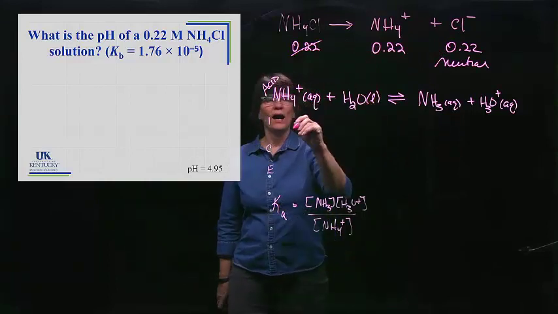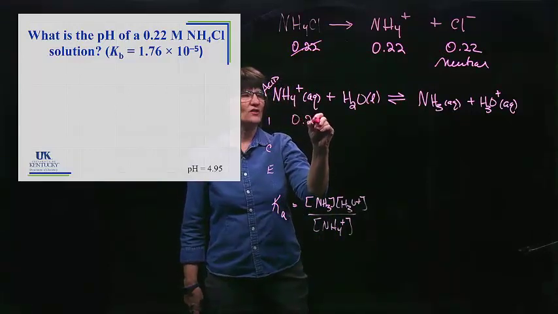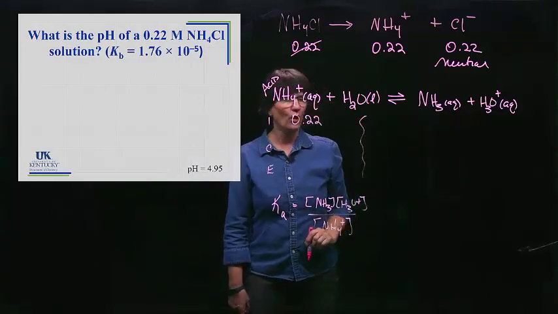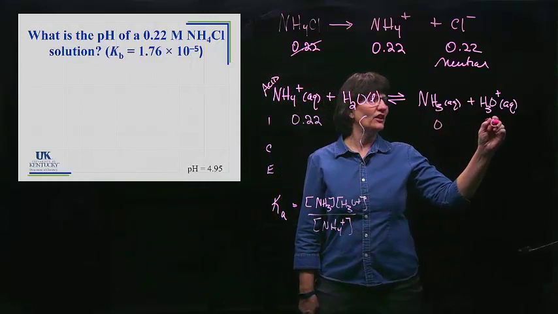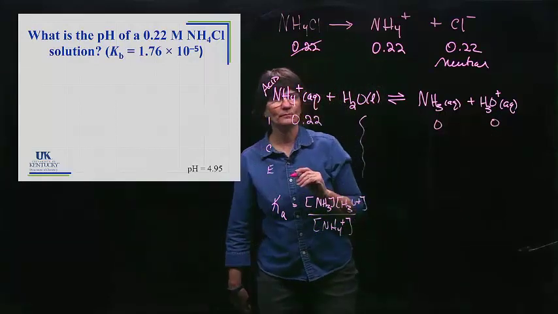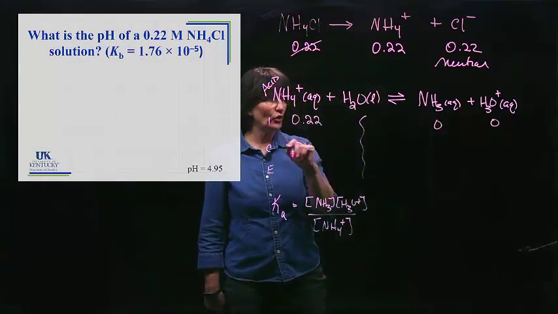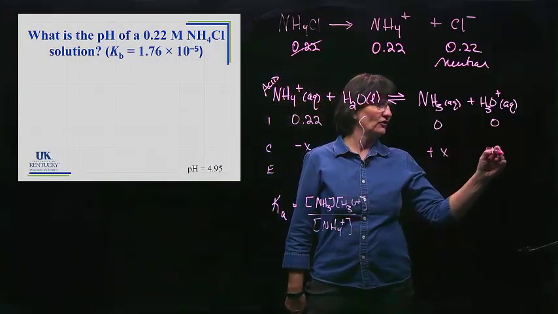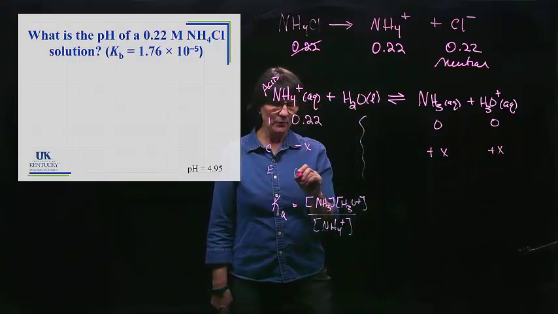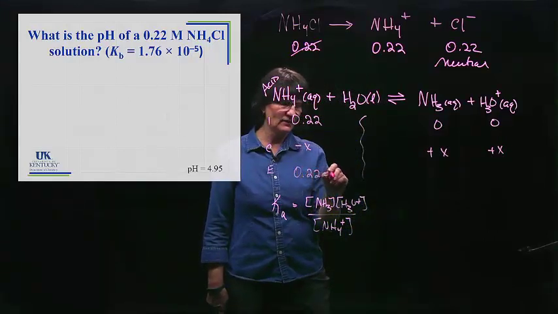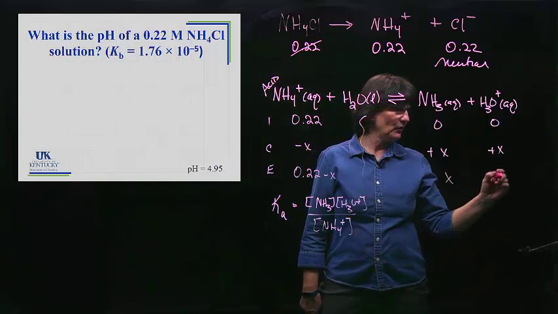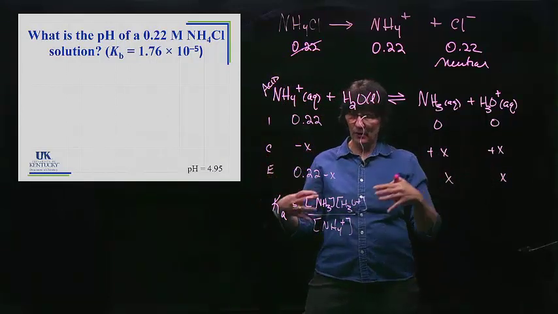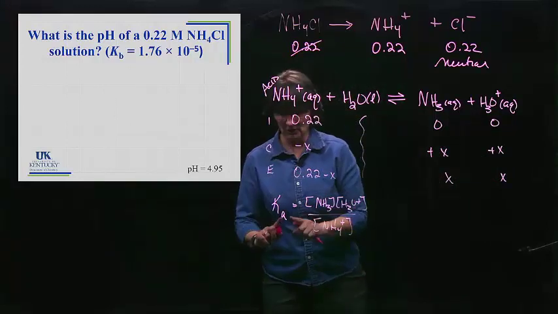Don't care about that. This is what I care about. It's NH4. I'm starting, before this reaction has a chance to take place, with 0.22 molar. Don't care about the water. None of this, and essentially none of that. I consume some of this, it's going to produce X over in this side. Now I'm going to have 0.22 minus X. I'm going to have X, and I'm going to have X. So I write my expression, I fill in my table, now I'm ready to put information into my expression.